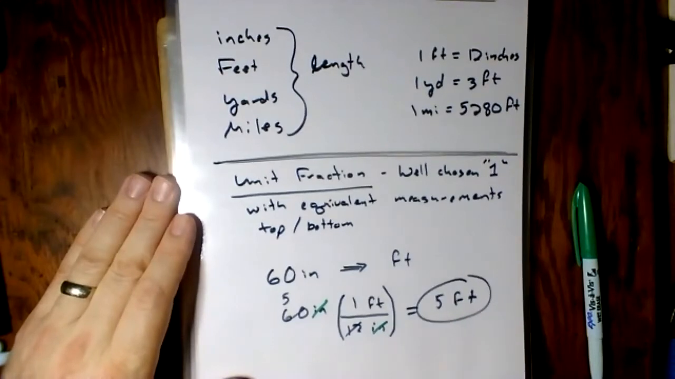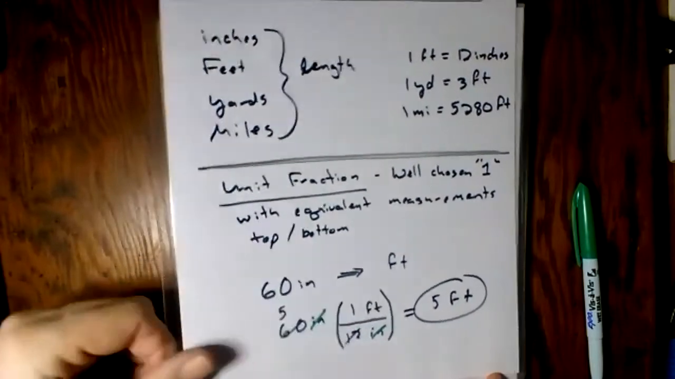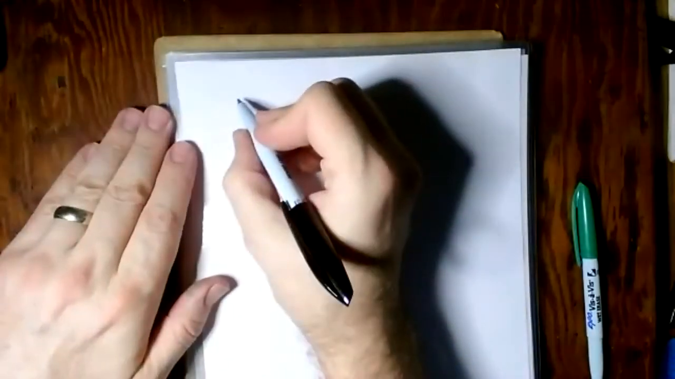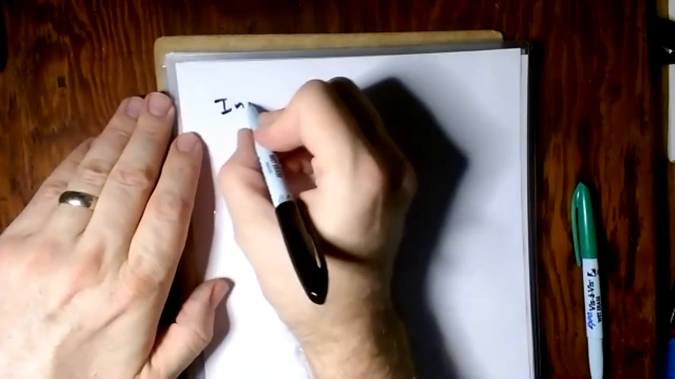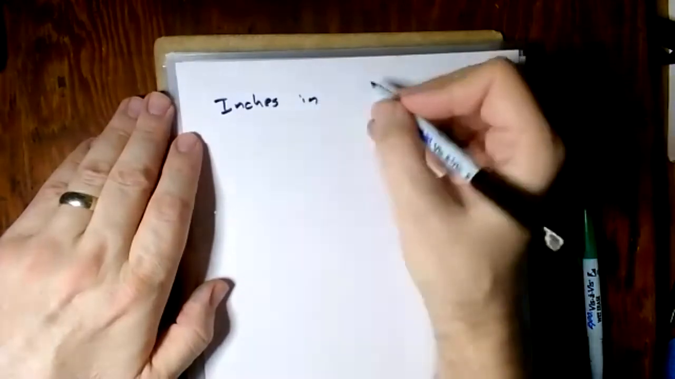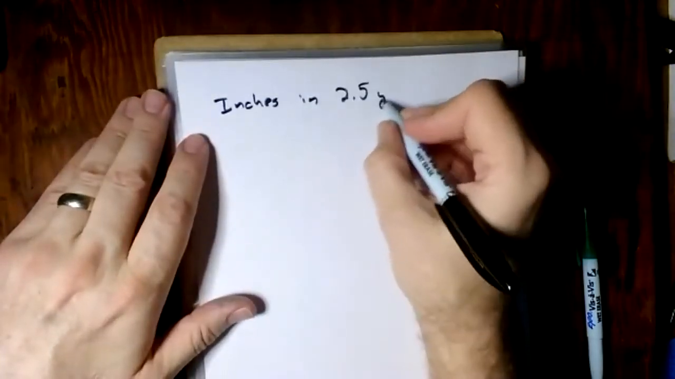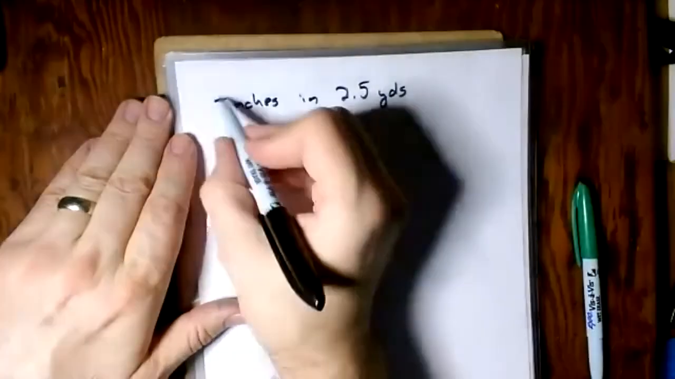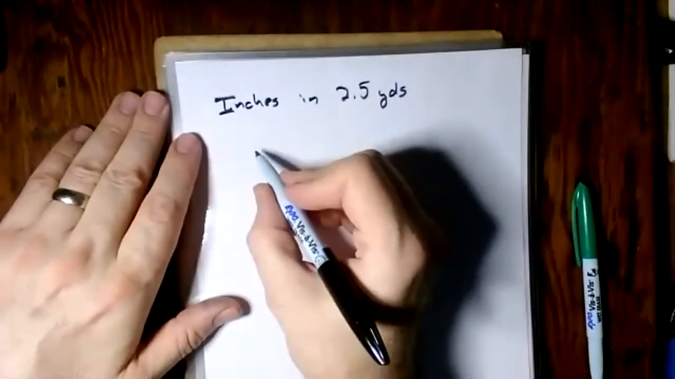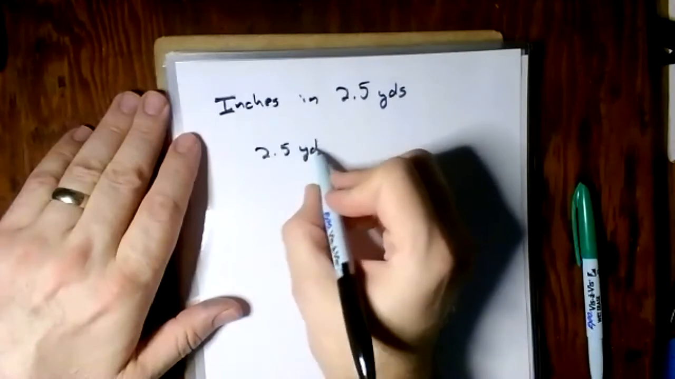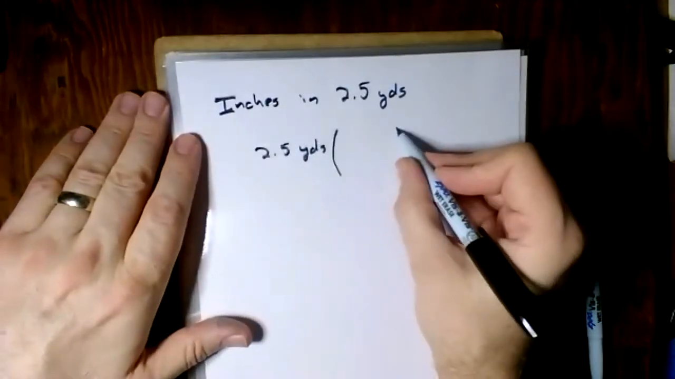All right. Let's do it again. And we can work through several different types of these. If I wanted to say how many inches are in, say, 2.5 yards. Okay, that one might be a little bit tougher. But here's my starting point. I've got my 2.5 yards.